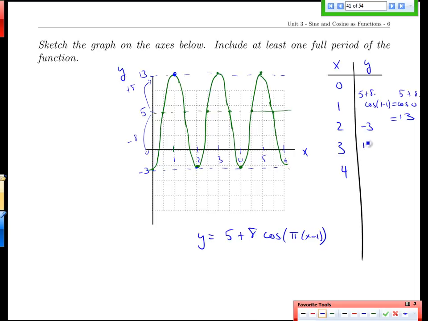And if you continue that pattern, plugging in values into your calculator, because of this pi multiplier, we get nice integer x values that give us nice integer y values, and that will generate the graph that we have here. This can be pretty tedious though, especially if you didn't have a nice scaling factor like pi for the shifting or for the horizontal side.